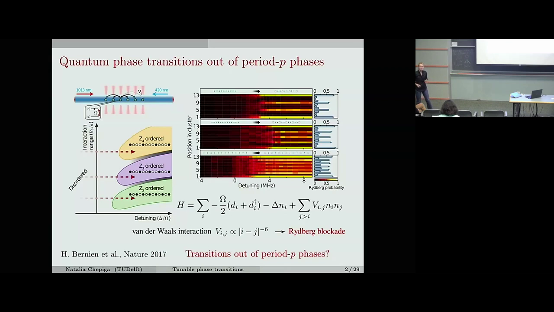But life becomes more complicated and more intriguing once we climb up over this phase diagram and look at the nature of the transition out of period 3 and period 4 phases. And that's what I'm going to focus on today.